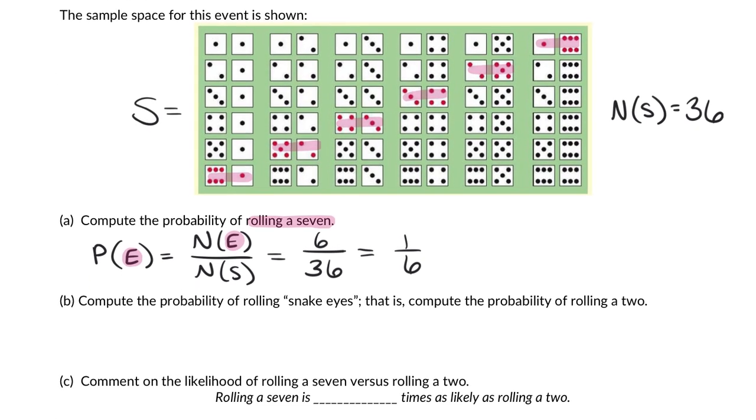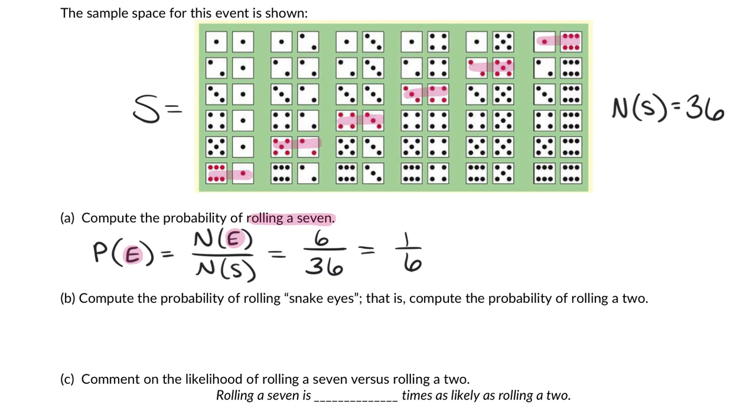Let's do this again, but let's compute the probability of rolling snake eyes, which means that you're rolling a 2, okay? So if we do this, we're doing the probability. This time we'll use event F since these are different events. And so we're going to count the number of times we can get snake eyes over the number of items in the sample space. So this is snake eyes, the number of snake eyes that we would get over the total number.